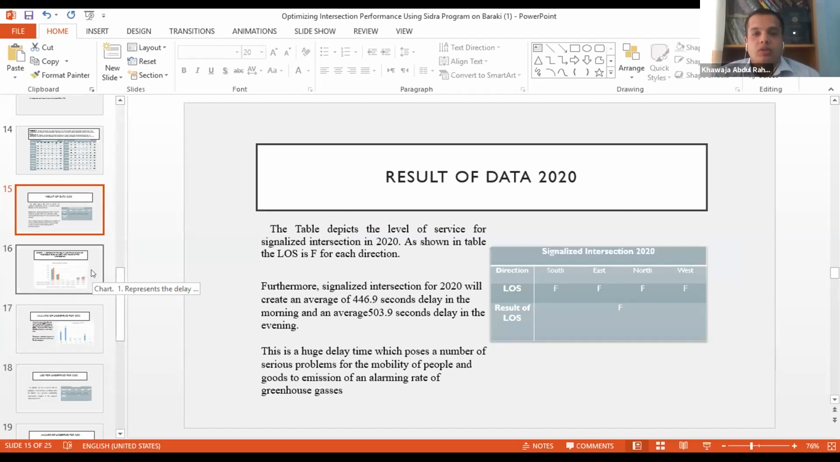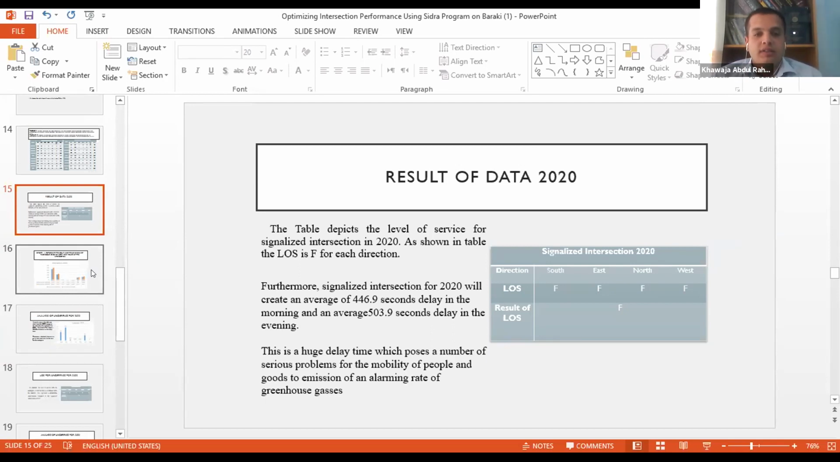Result of data 2020. The table shows that the level of service for the signalized intersection in 2020 is F, which is the worst kind of level of service. There might be a question: what is level of service? We can say that the level of service is a mechanism used to determine how well a transportation facility is operating from a traveler's perspective.